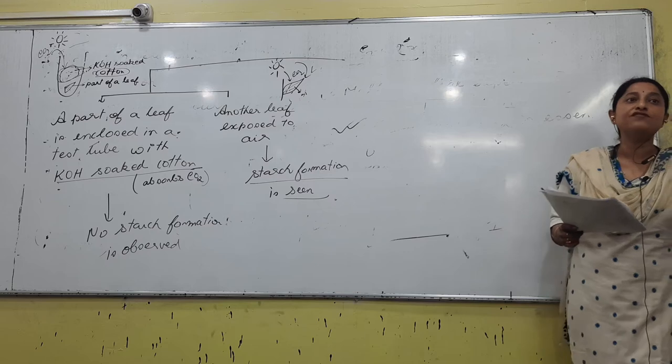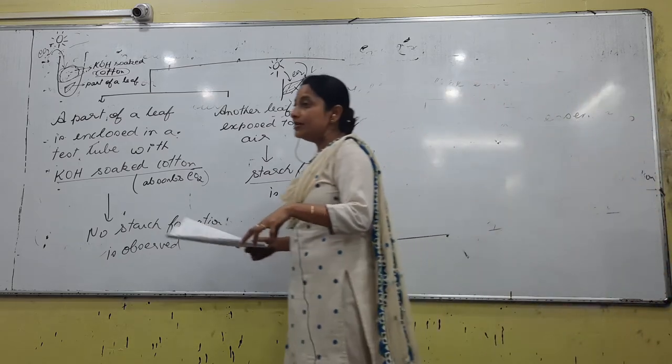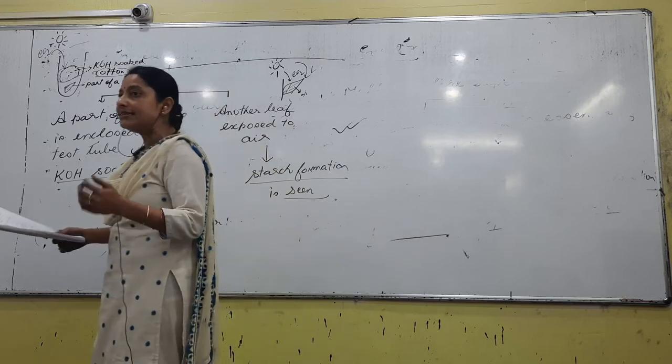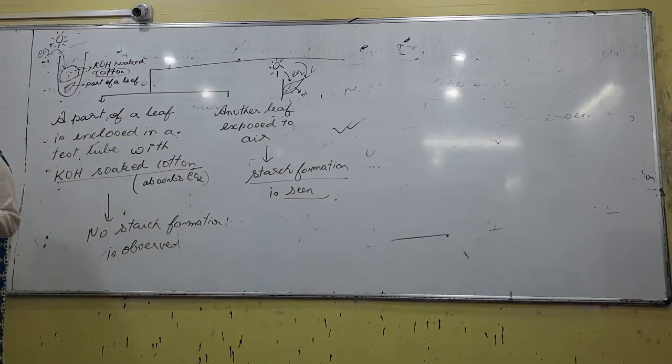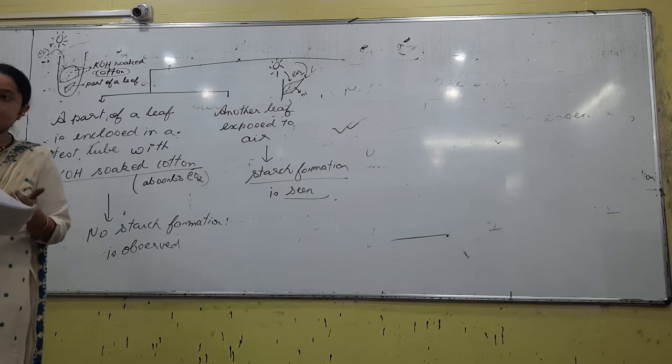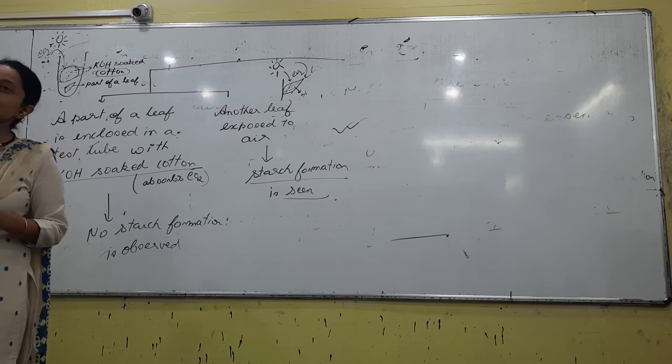Next is Joseph Priestley. As I have said, we have to talk about that Bell jar experiment, right? Who gave the Bell jar experiment? Joseph Priestley. What are the requirements? A bell jar, a mouse, a candle and a particular plant. What is important is the name of the plant. A question can come: what is the plant that is used during the Bell jar experiment?